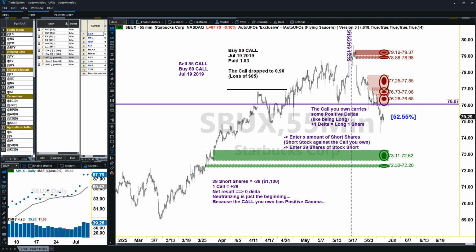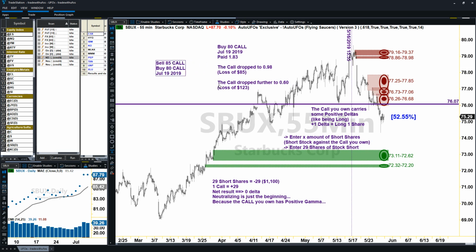The call dropped further to 60 cents. So the loss you would have accumulated on the call by itself would be $123, right? Yes, 123. Why? Because Starbucks kept falling down. So that's where you are.